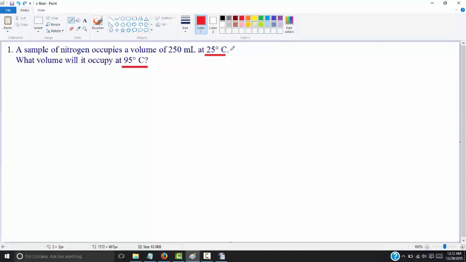So for this one, that now becomes 298 Kelvin. And then this one here, we add 273 to that, 368 Kelvin. That's something that's very important to remember when you're doing Charles' law questions. You must use the Kelvin scale for temperature, not Fahrenheit, not Celsius. Alright, so now you have 3 of the 4 values that you need, and just like with any other gas law, you have all the variables that you need except for one. You need to rearrange the equation to solve for that unknown variable.